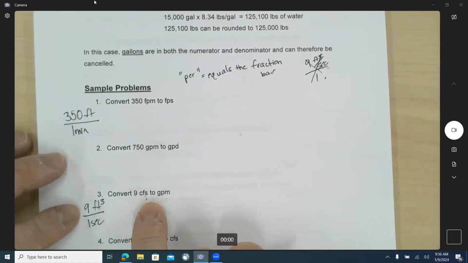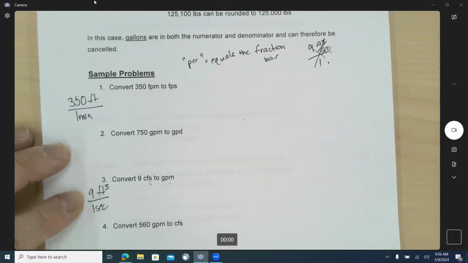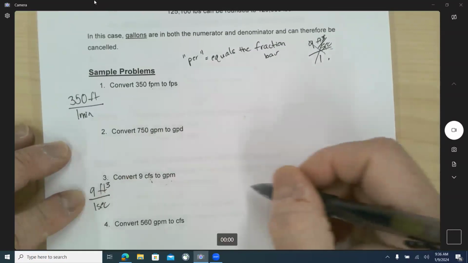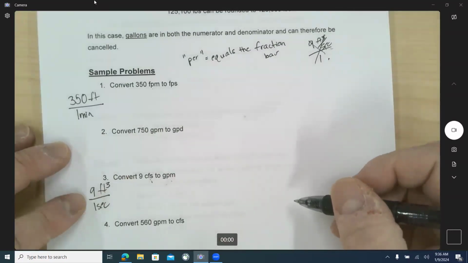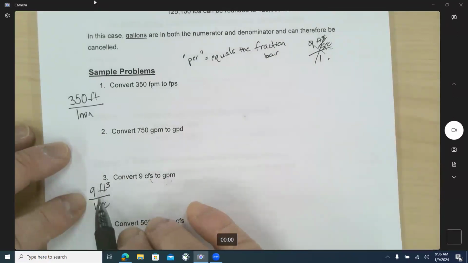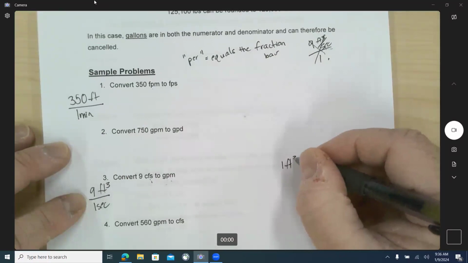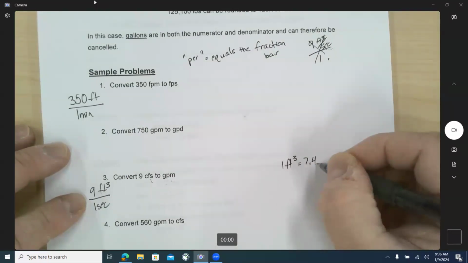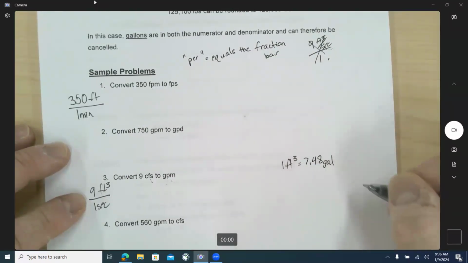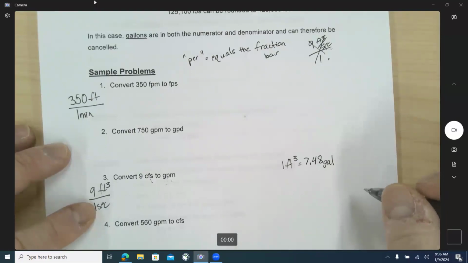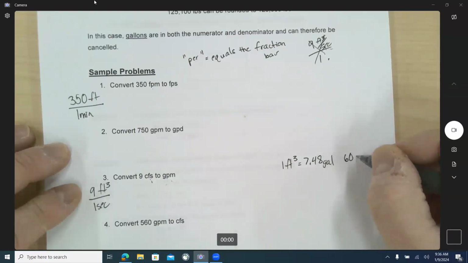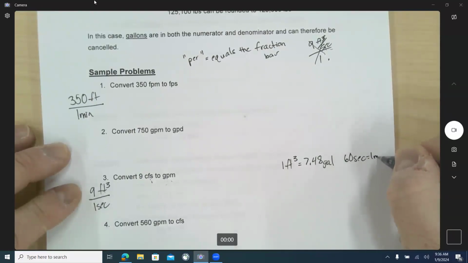Convert 9 cubic feet per second to gallons per minute. All right. So, first thing, I wrote down what I started with. Now I need to recognize, so I got to get cubic feet to gallons, which 1 cubic foot equals 7.48 gallons. And I need to get seconds to minutes. Well, I know that 60 seconds equals 1 minute.